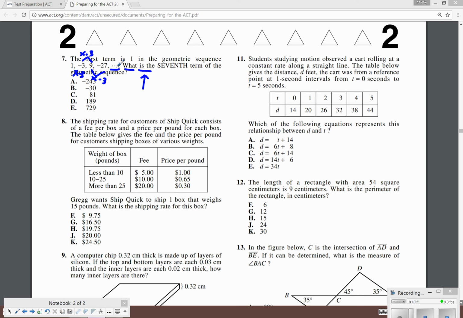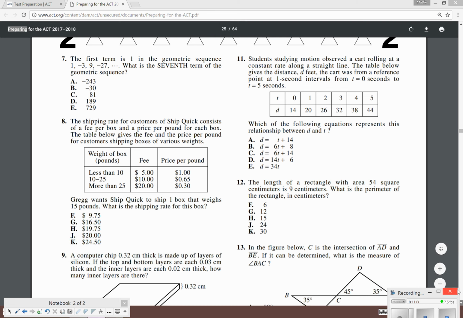So if I do -27 times -3, I get +81. That's going to be the 5th term. If I multiply that by -3, I get -243. That's going to be the 6th term. And if I multiply that by -3, I end up with +729. So +729 would be the 7th term of that sequence. Geometric means that we're multiplying by the same number each time, whereas arithmetic means that we're adding the same number each time.